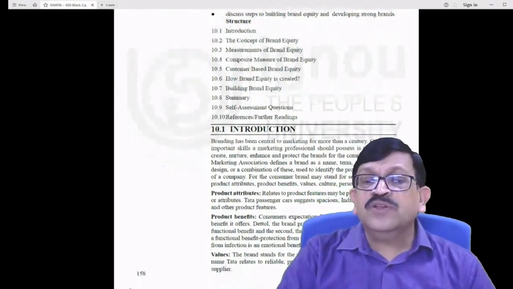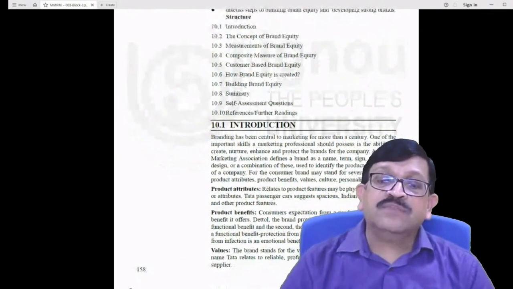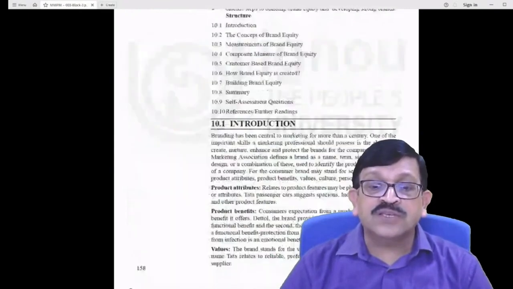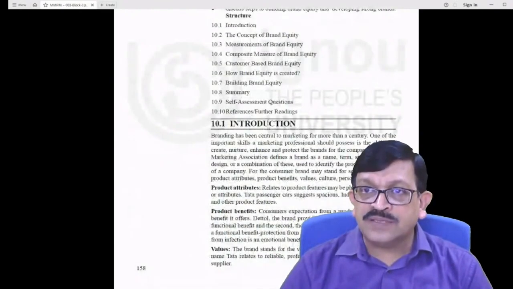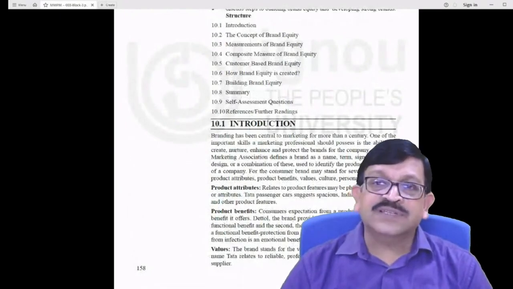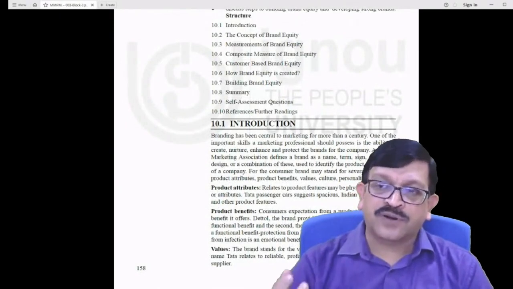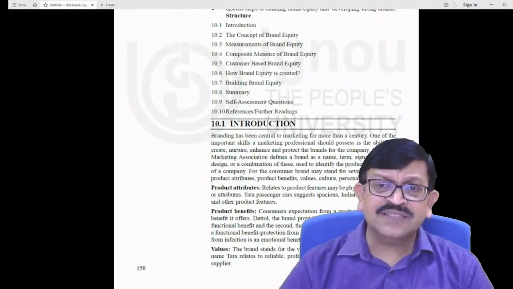So next we move into the values. I think values are very important for any organization, for any company, when they are talking about their brands. What does a brand stand for? Does it stand for quality? Does it stand for the ethical standards that they talk about?